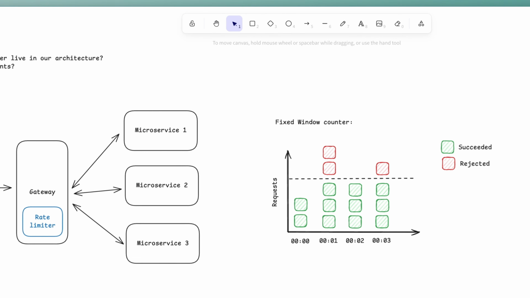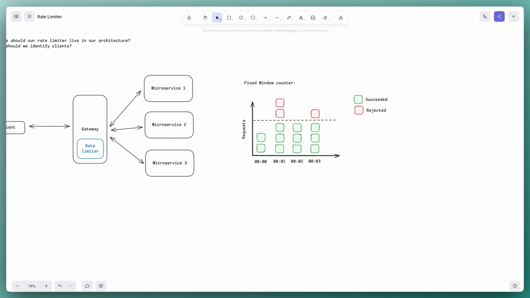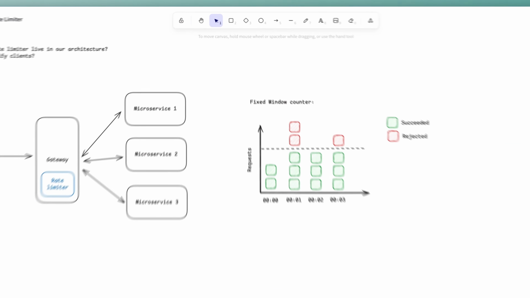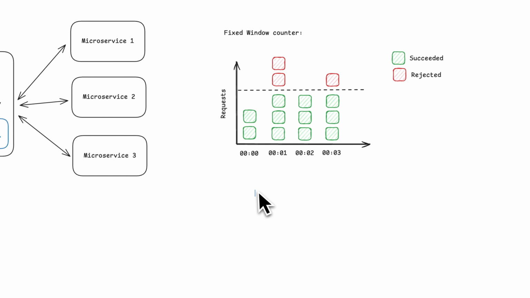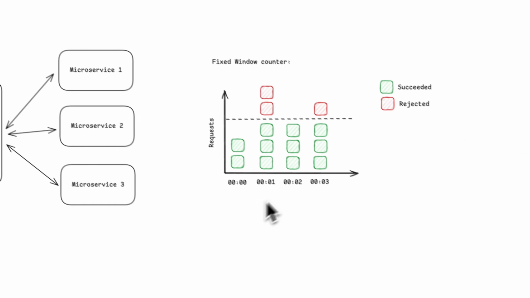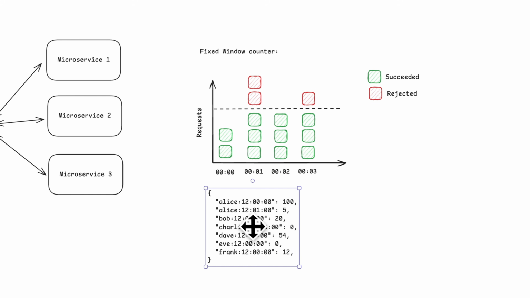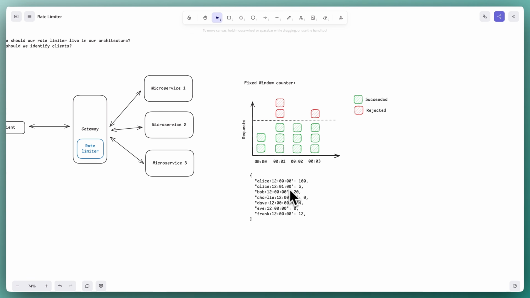Now, the upside of this is that it's really, really trivial to implement. You just need a hash table that can map your client IDs to counter and window start pairs. That hash table might look something like this, right? Where you just have Alice at 12, she had 100 requests. At 12:01, she had 5 requests, then Bob, Charlie, Dave, Eve, and Frank, respectively. So really, really easy to implement.